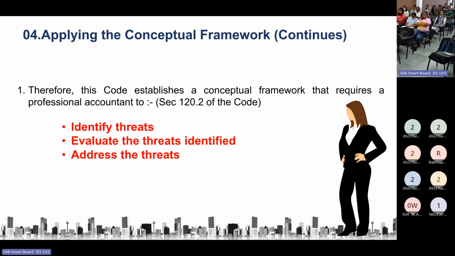So first, let's say I have identified that I am having a self-review threat. Then we need to evaluate the threat. The evaluation can generally be categorized into three parts. Sometimes a threat will not be a significant threat. It is a not significant threat.